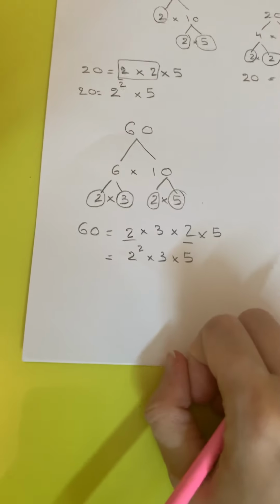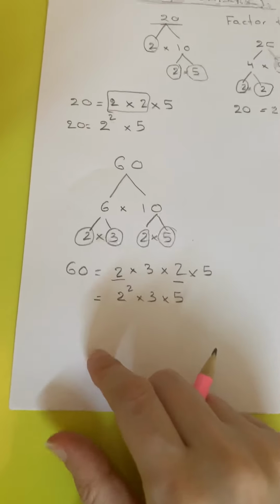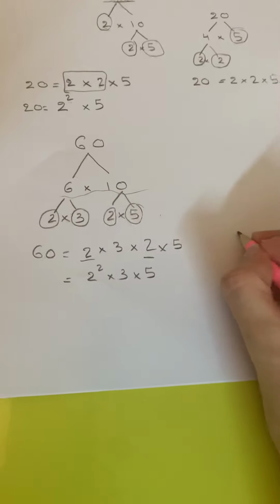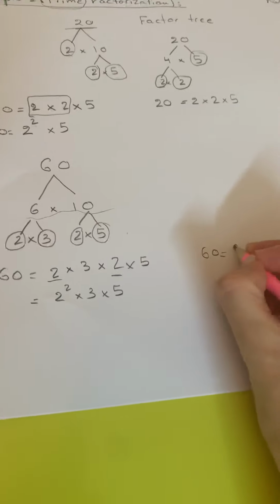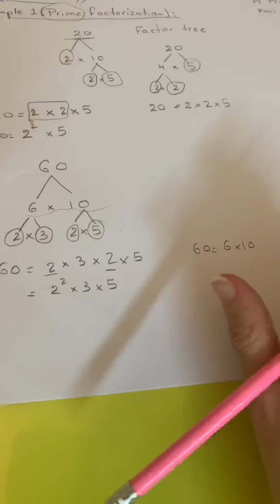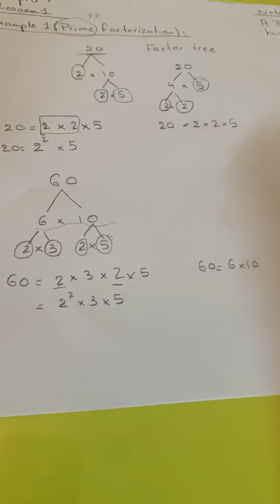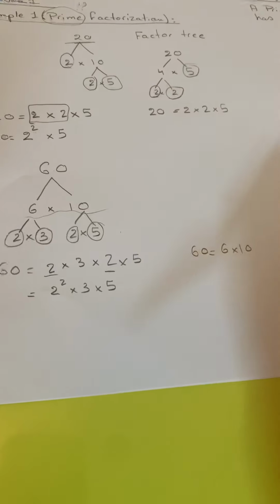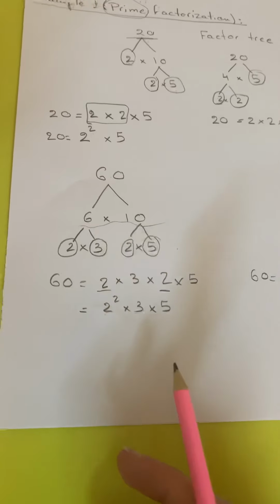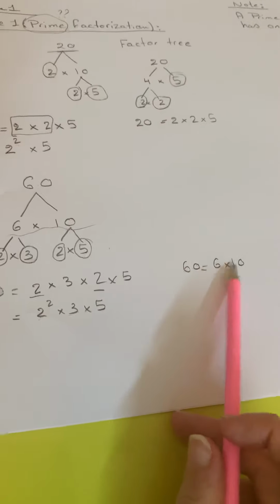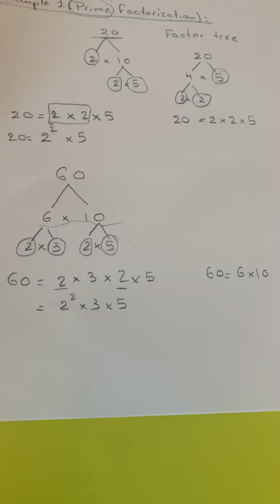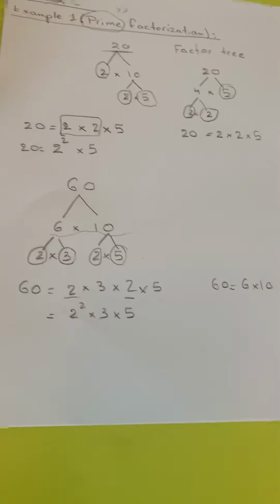And that's it. Now you might ask, can I stop here? Can I write 60 equals 6 times 10 and stop? You can't, because this is not called prime factorization. Prime factorization means that all the factors should be prime, and 6 and 10 are not prime numbers. They are not among these numbers. And that's it. That's example 1.